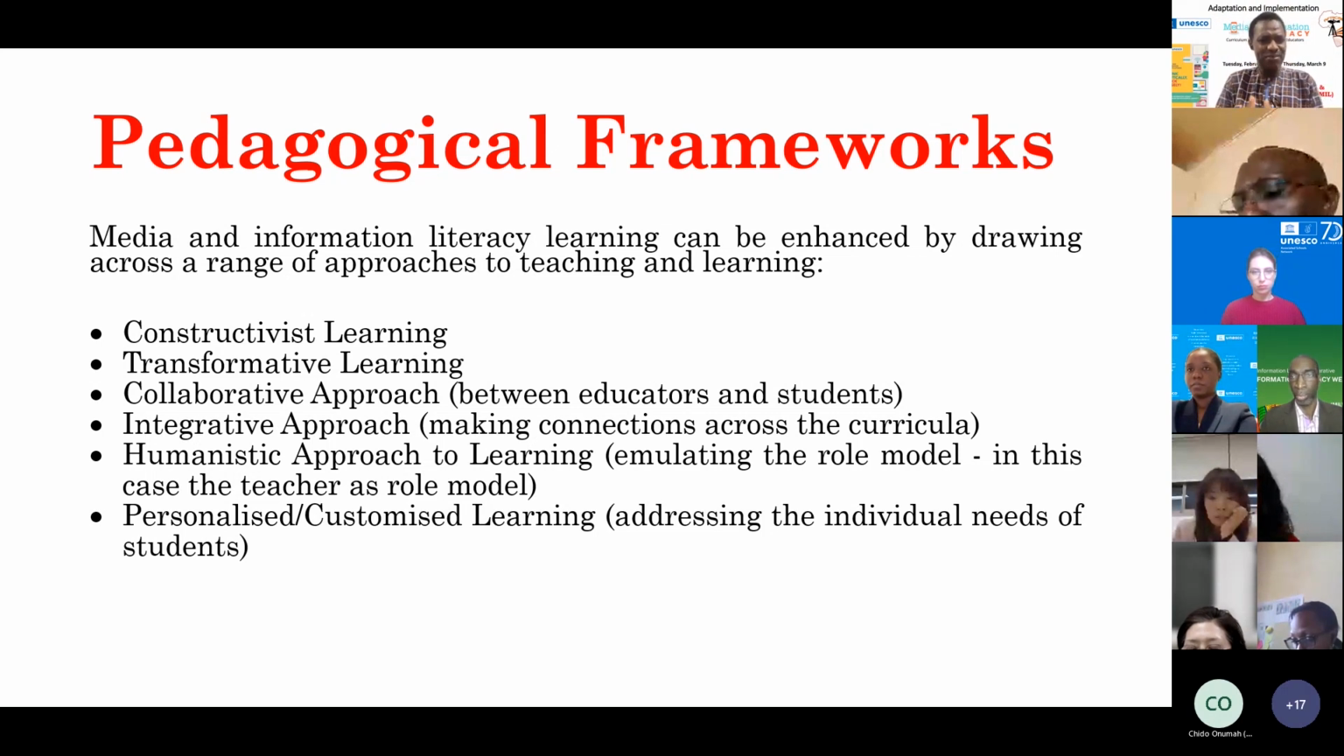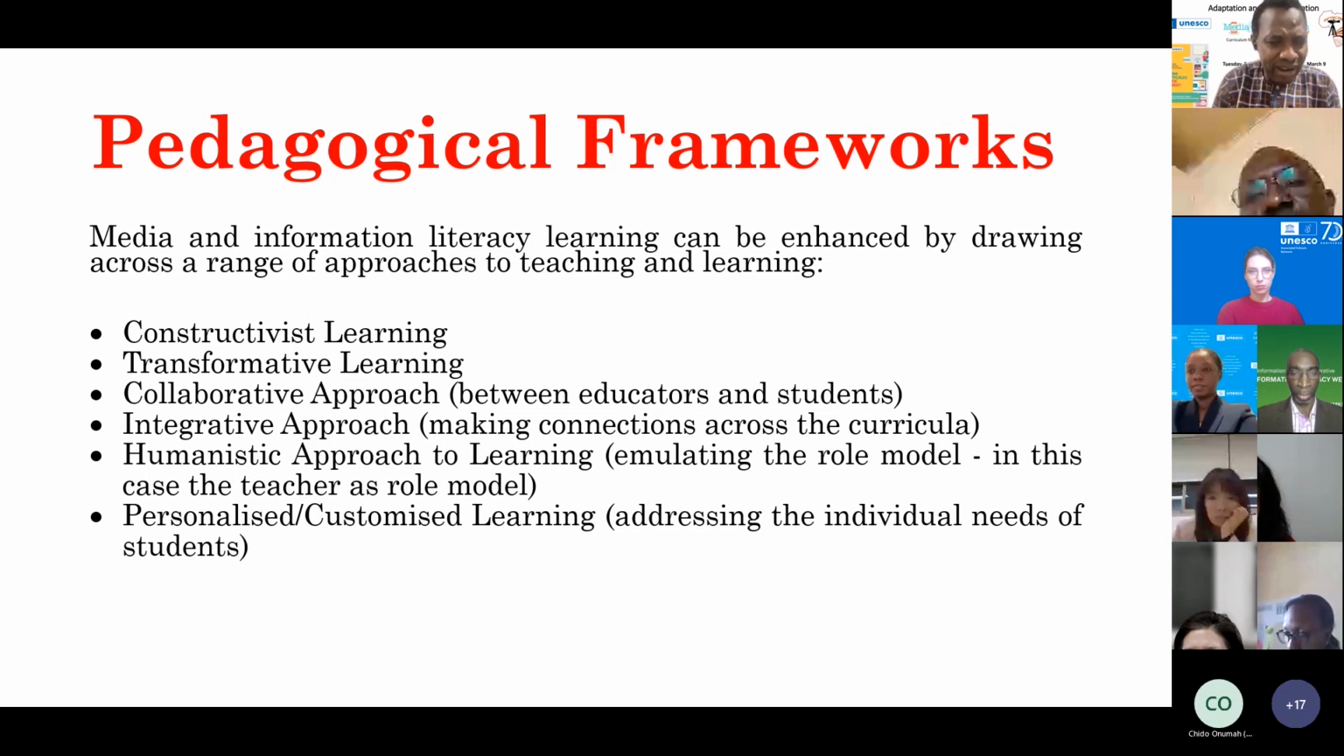Then integrative approach. You can make connections across the curriculum. Like I said, I teach photo editing. I try to show how media and information literacy comes in, not distorting the pictures and the content. I teach media ethics. I talk about different ethics, about objectivity and subjectivity, and I talk about how media is not neutral. You see, so there are so many. It can be an integrative approach, using different topics in different curricula to emphasize what you want to do.